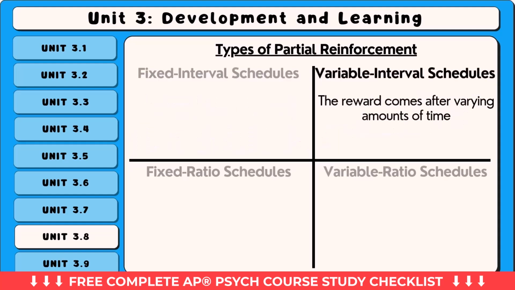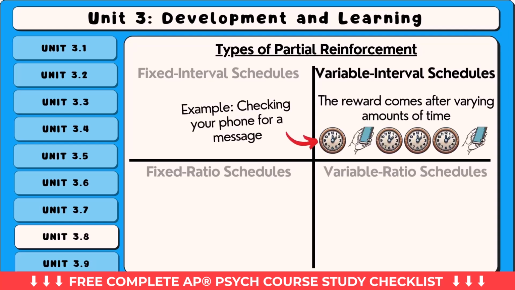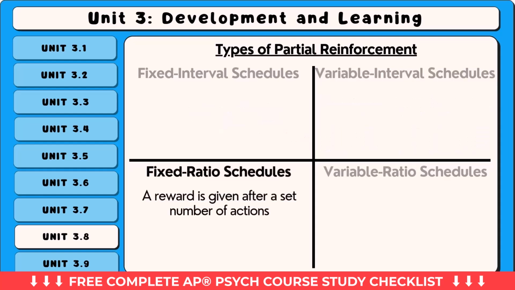The next type of partial reinforcement is a variable interval schedule. This means the reward comes after different amounts of time, and the person doesn't know when. An example is checking your phone for a message. You might check often because a message could come at any moment.